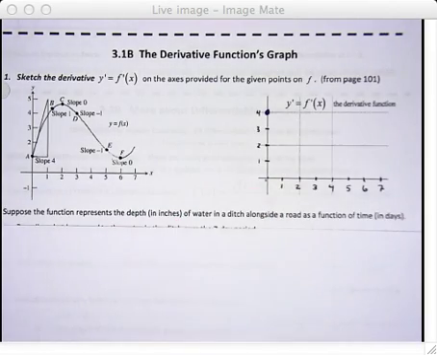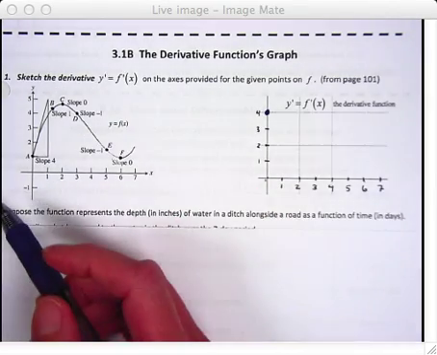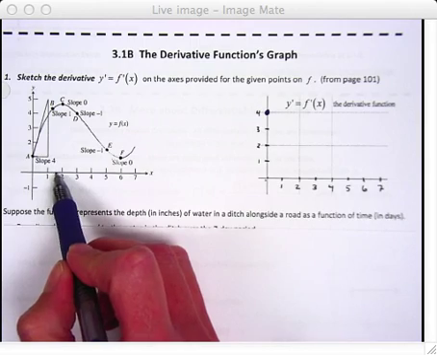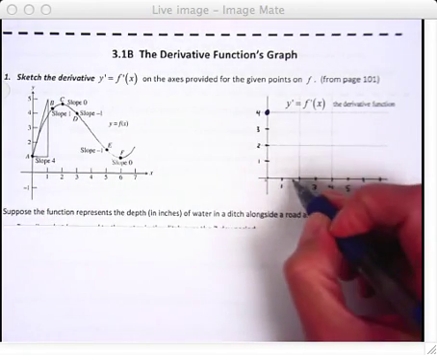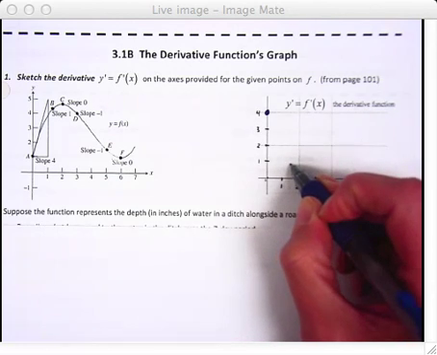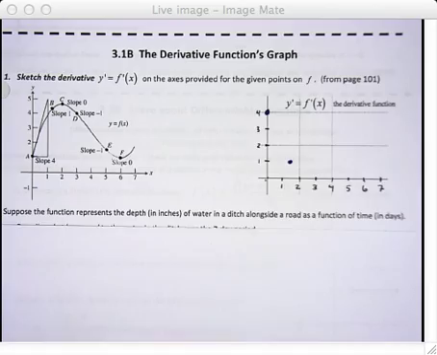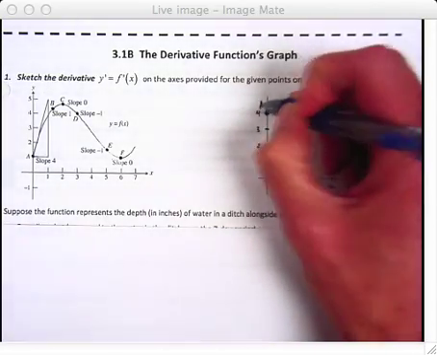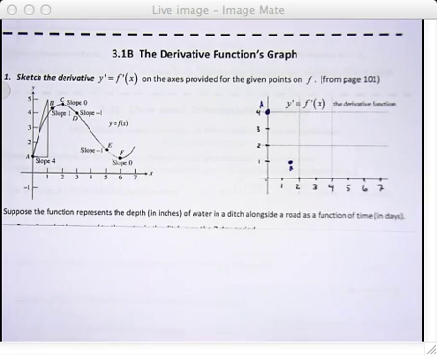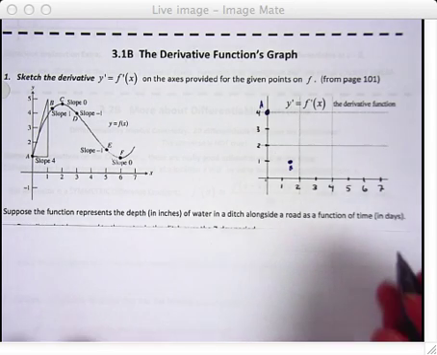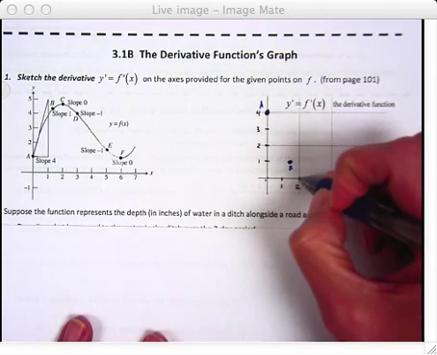And then the next point, I said it's about 1.5 right here. And this one has a slope of 1. So at 1.5, the slope is a 1. So I'm going to put that right there. This one here, I'll just label as point A. This one is B. The next one, point C, is at 2, and the slope is 0. So that's going to be a point right there.